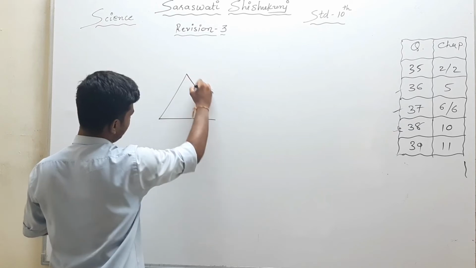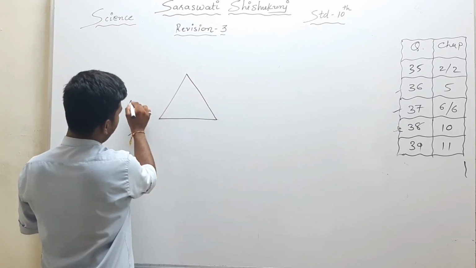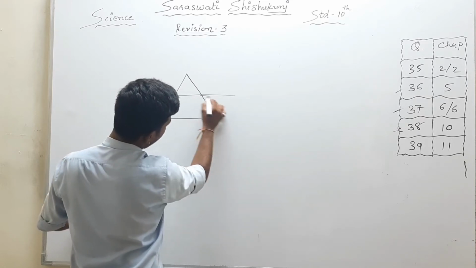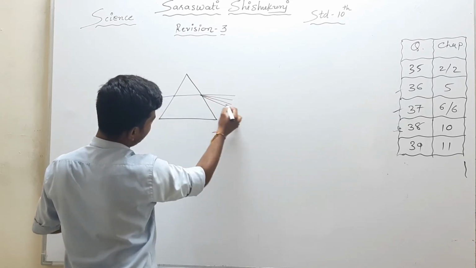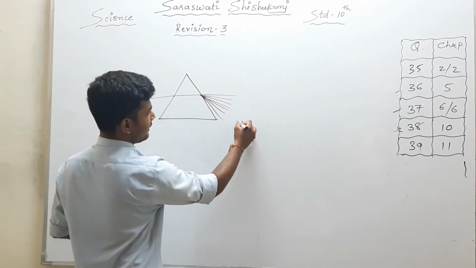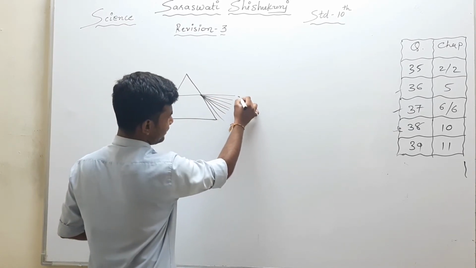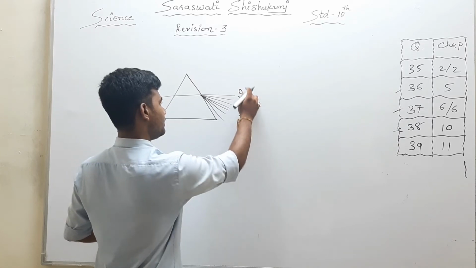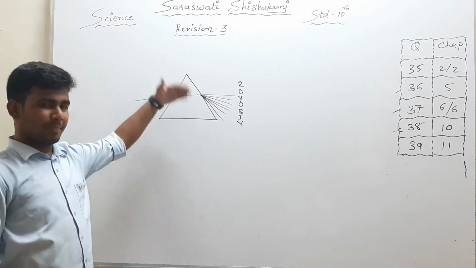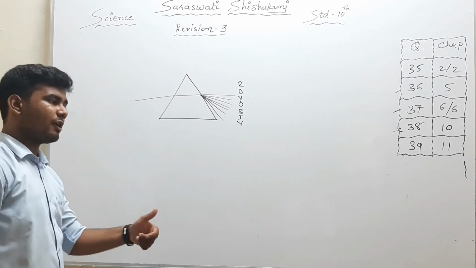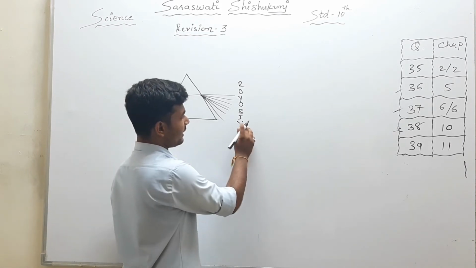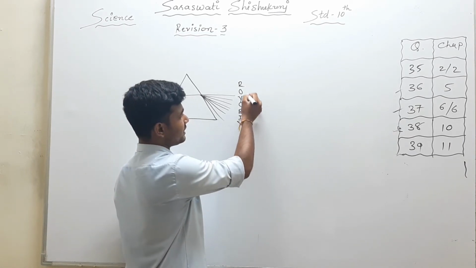So as we all know that white light, and the separation of white light into 7 different colors, V, I, B, G, Y, O, R. So white light is separated into 7 different colors. That phenomenon is known as dispersion of light. How will it get dispersed? V, I, B, G, Y, O, R.